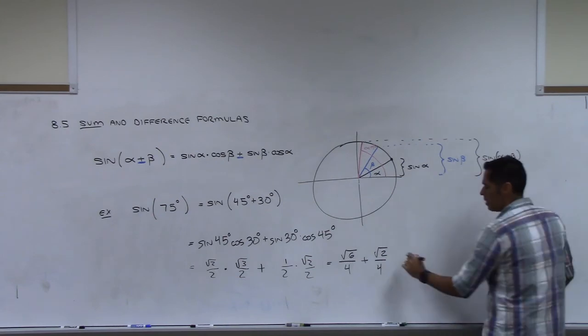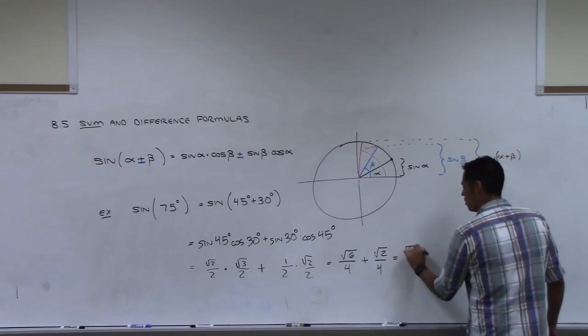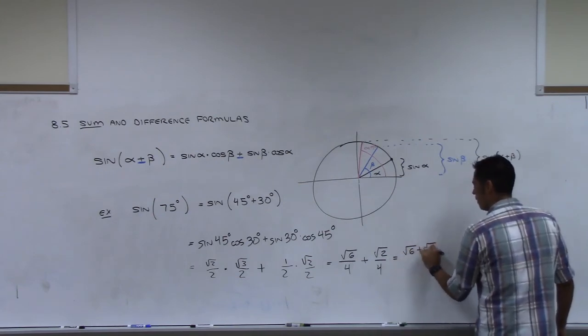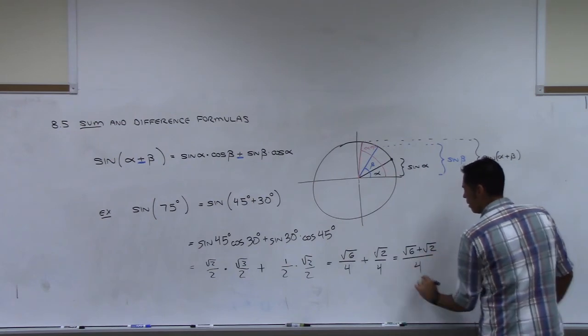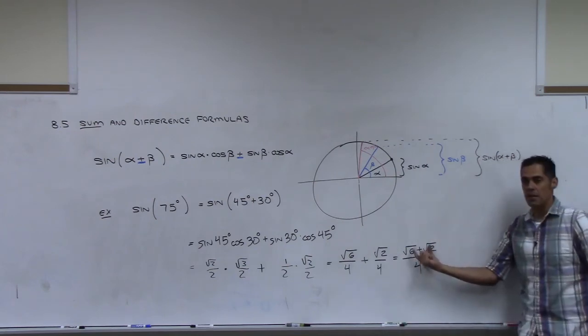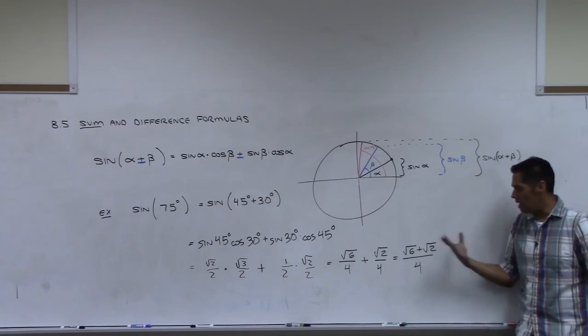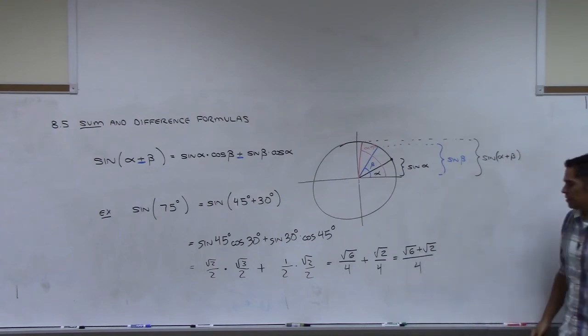They have the same denominator, don't they? So root 6 plus root 2 over 4. Notice you cannot combine these together. They're not like radicals. So that is our answer. This is the exact answer.